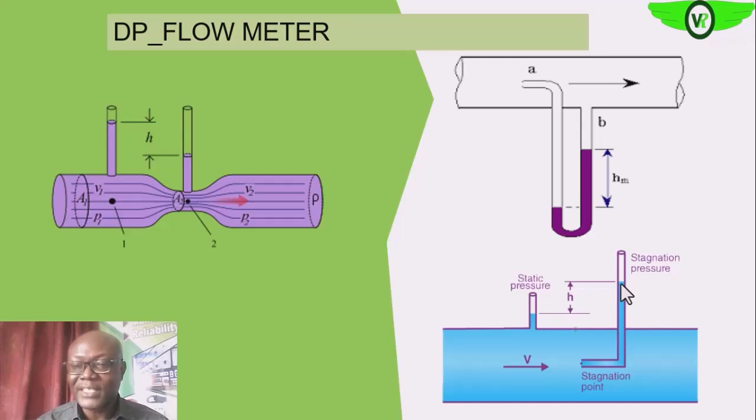So that is the dynamic pressure. The stagnation pressure is the sum of this static pressure and this dynamic pressure. Okay, but the difference basically is determined by the flow rate in the pipeline.